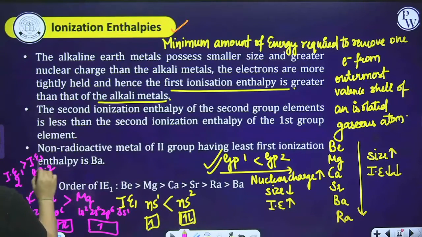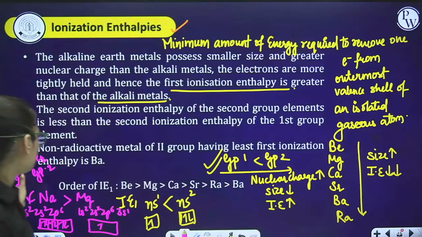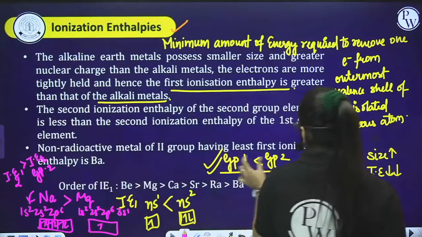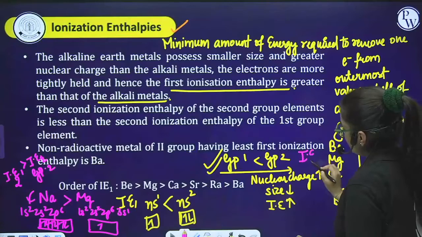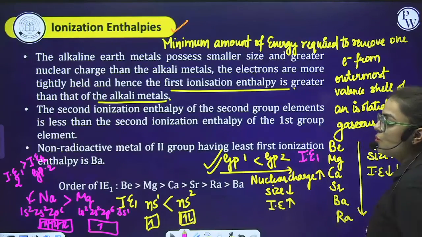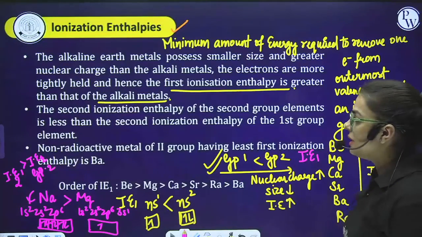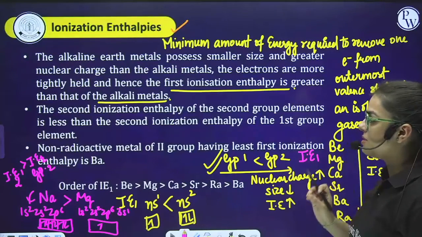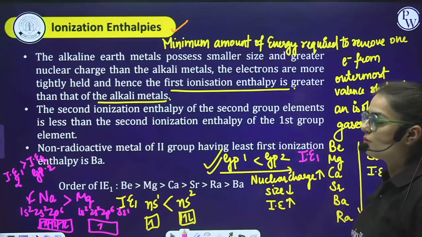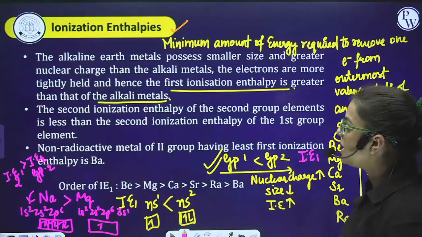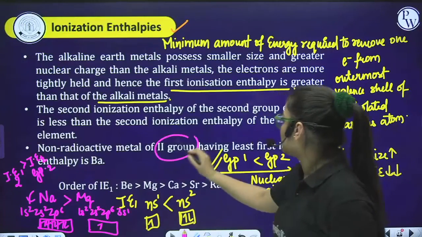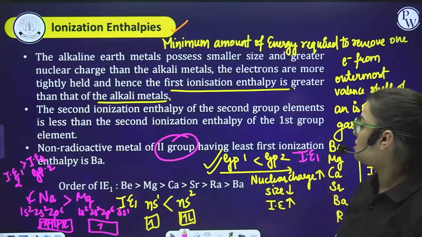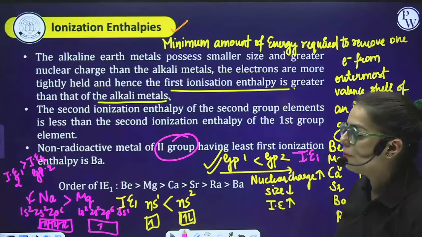Okay. Second ionization energy of group number 1 is more than group number 2. But first ionization enthalpy of group number 2 is more than group number 1. Clear, everyone? Now see, the second ionization enthalpy of the second group elements is less than the second ionization energy of the first group elements. Non-radioactive metal of the second group having least first ionization enthalpy is barium.